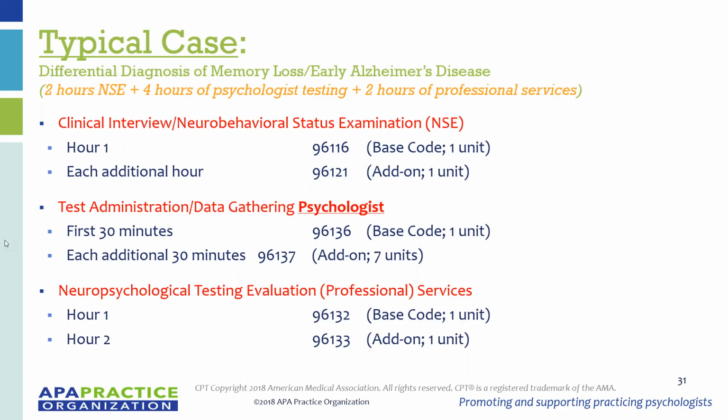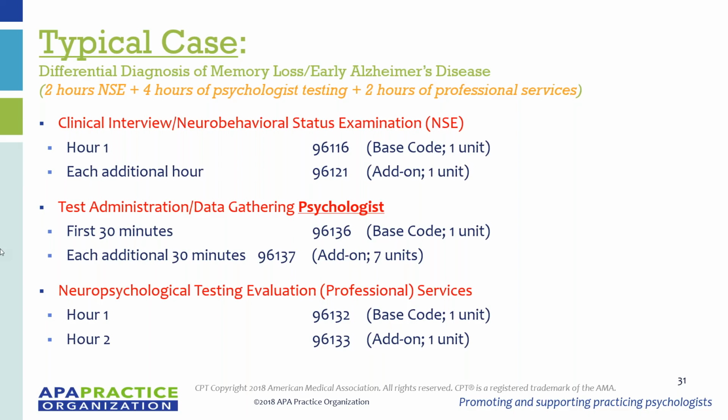For your 2 hours of neurobehavioral status exam, your first hour, you're using your base code. Your second hour, you're using your add-on code. So that's 1 unit of 96116, 1 unit of 96121. For your test administration and data gathering and scoring, if you're the psychologist in this example doing 4 hours of psychological testing, your first 30 minutes is covered by your base code. The last 3.5 hours, each 30-minute unit, so that would be 7 units, is billed using the add-on code. So 1 unit of base, 96136, 7 units of add-on, 96137.